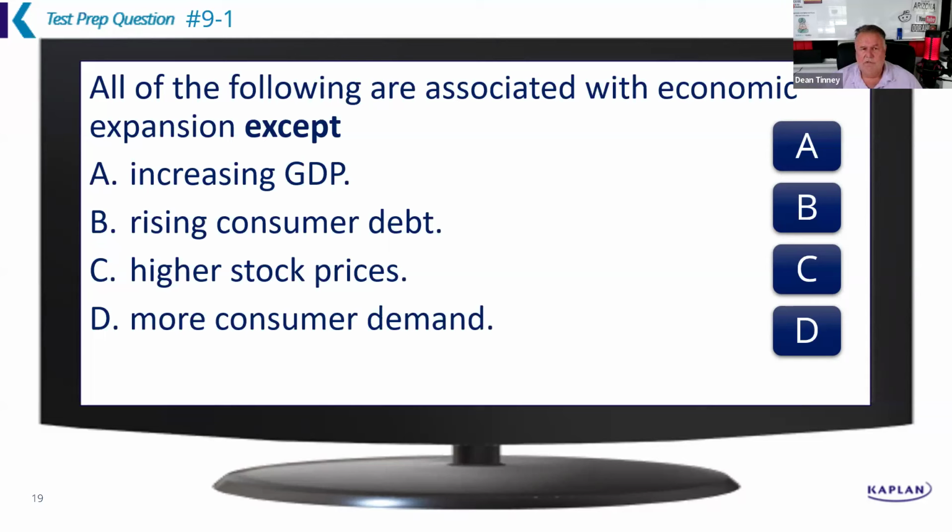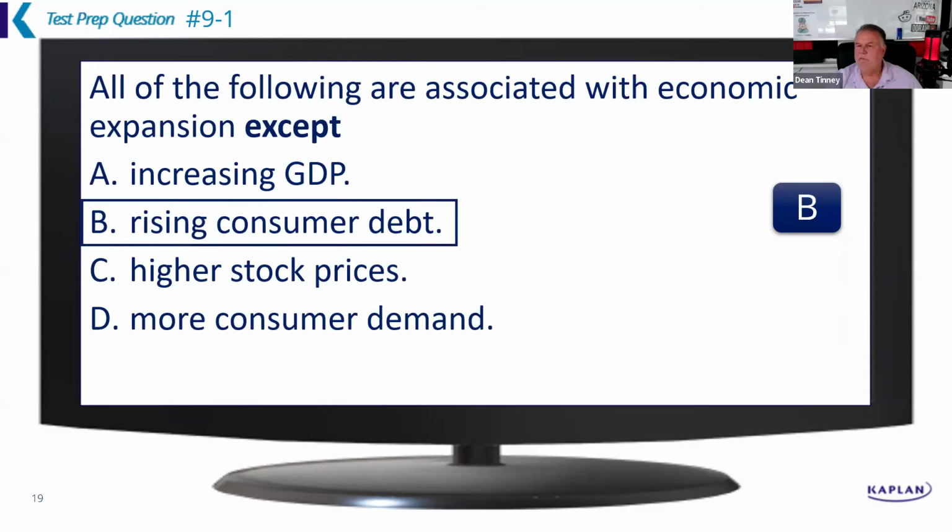All the following are associated with economic expansion, except. So looking for the odd man out. That's exactly what we're trying to do. Expansion looks like increasing GDP, sounds right. Higher stock prices, sounds right. Rising consumer debt sounds wrong, but I'm not sure. Yeah, you're right. That's the wrong one. That means we're probably looking at your point earlier about a peak, right? Consumers are running out of money as that goes up. We might end up in a situation with that.